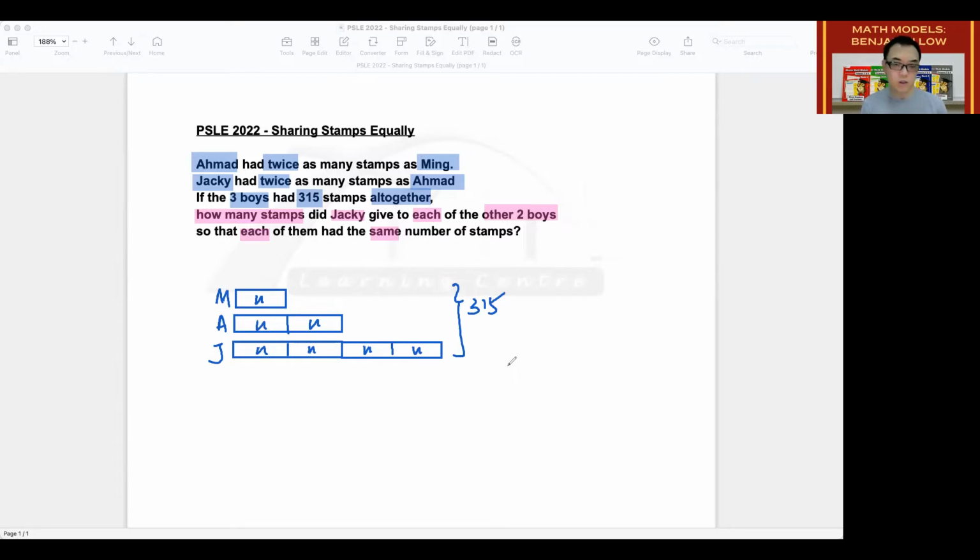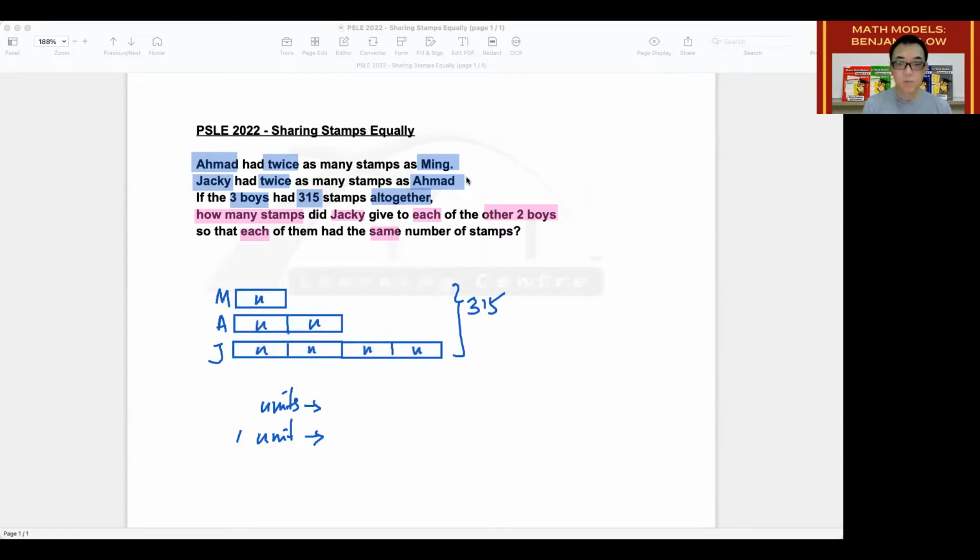Now, the total here is 315. So what we need to do now is to find out how much Jackie, who has the most, has to give to Ahmad as well as Ming. But before we can even begin, we need to find what is 1 unit. And in order to find what is 1 unit, you must first know what is many units. So to do that, we can count the number of units here. How many do you see? I'll give you a moment.